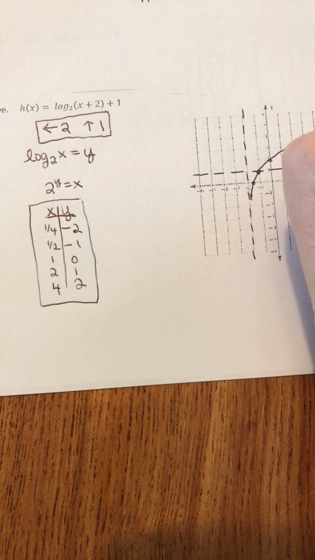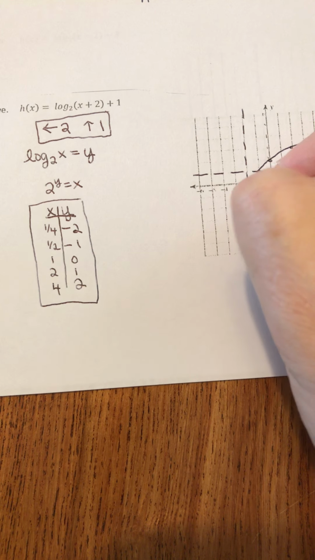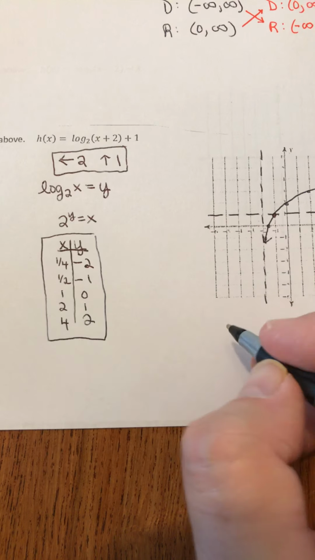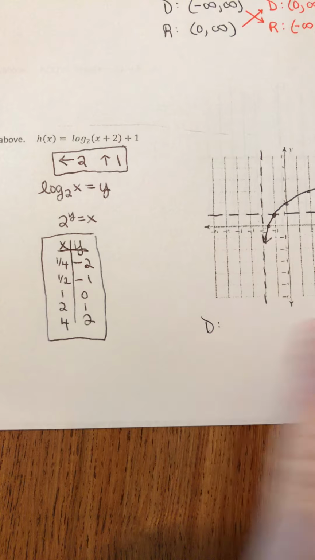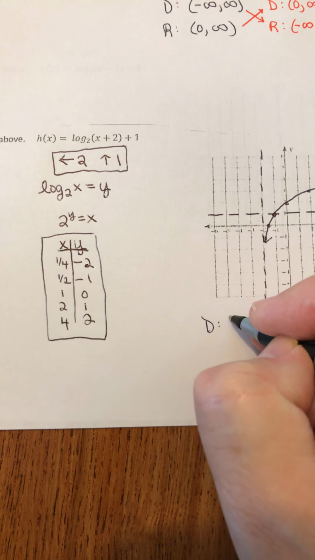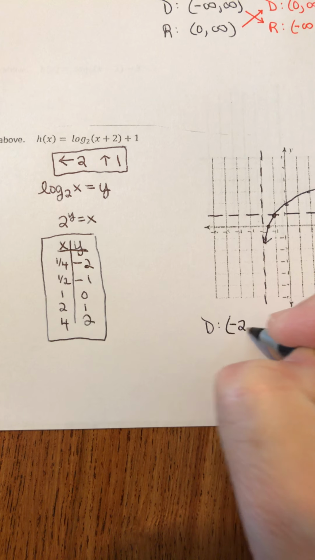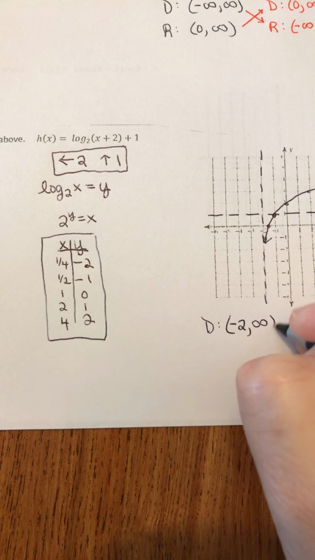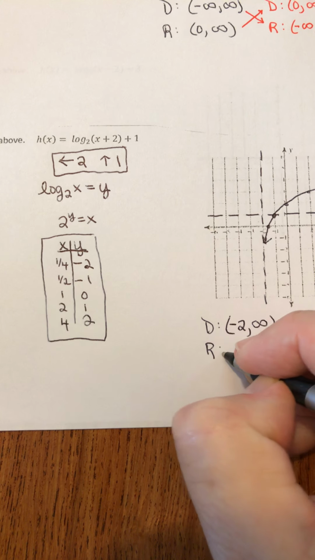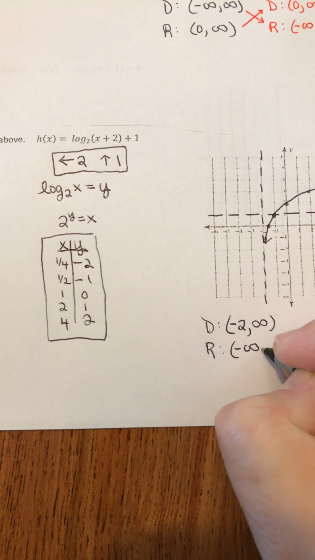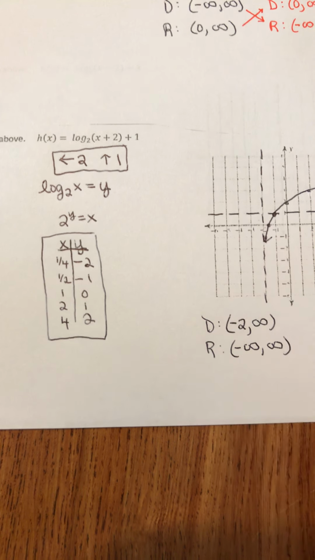So basically what we're doing is we're graphing the parent function, which is this one right here, after the transformation. So let's take a look at this. What is the domain? From left to right, the graph doesn't start till negative 2. It doesn't equal negative 2 because that's a vertical asymptote, all the way to infinity. And the range is always, on a log function, negative infinity to positive infinity.